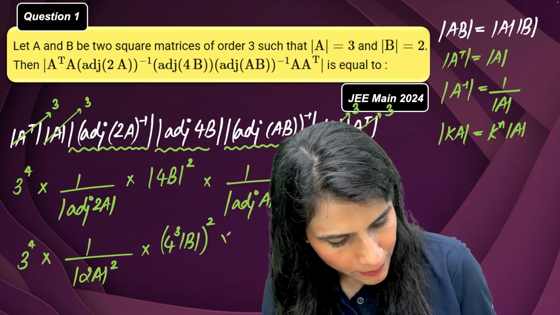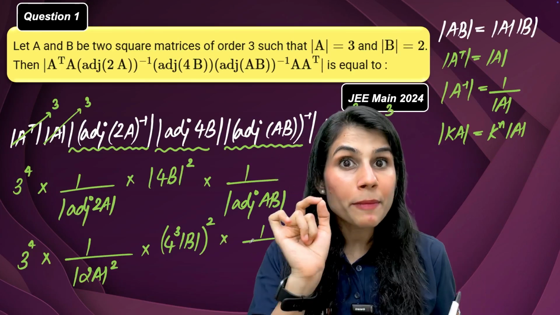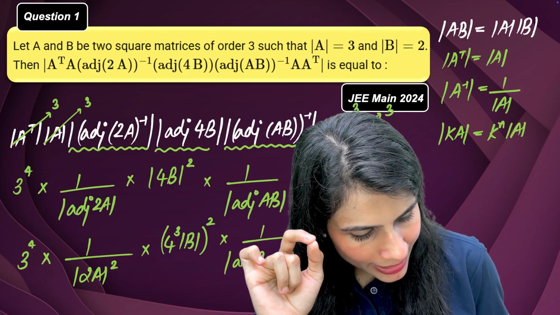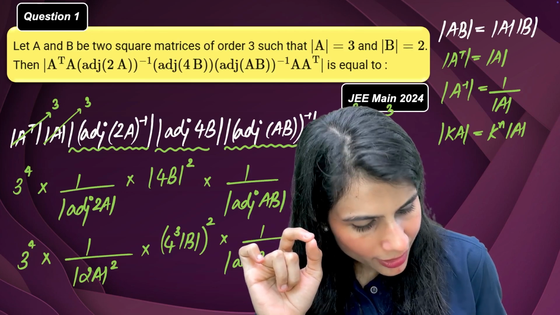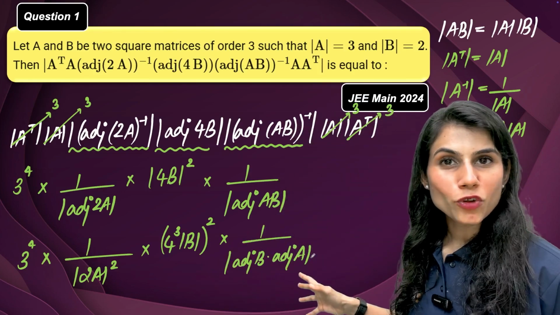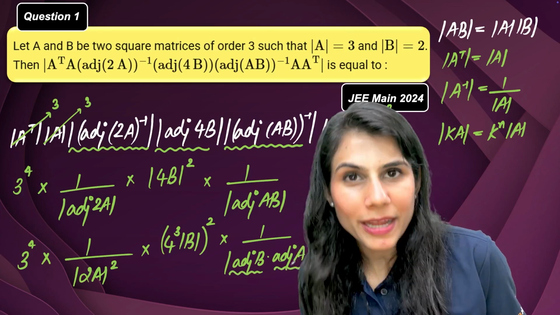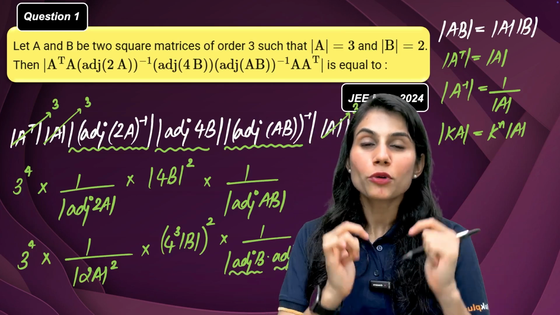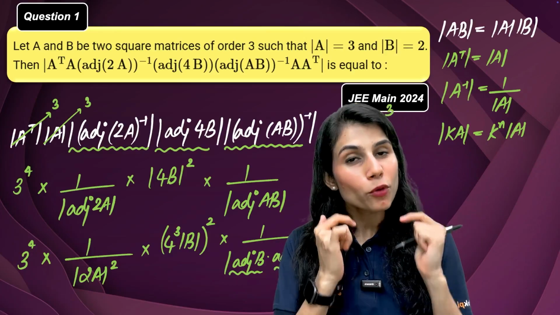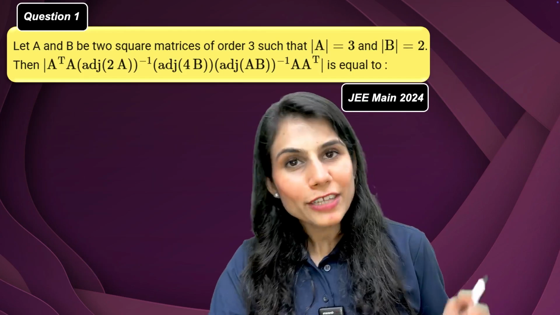Cool. Up next, what is this? 1 upon, what is determinant of adjoint of AB? Guys, remember, adjoint of AB was nothing but adjoint of B into adjoint of A. That's the first step. But again, this is one matrix. This is another matrix. So determinant of product is product of determinant. Determinant of product of two matrices is the product of their individual determinant. Yes or no? So on the next page, let's quickly write this.